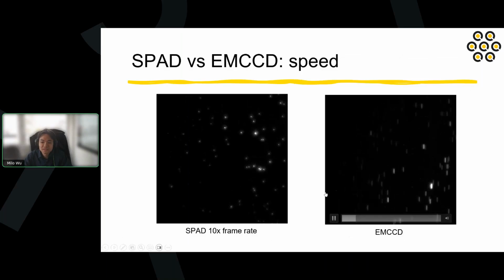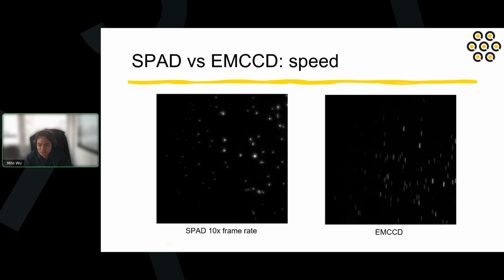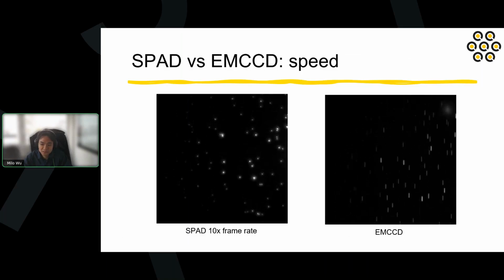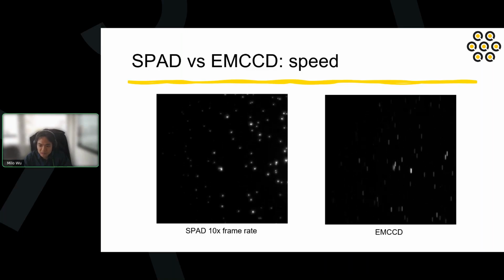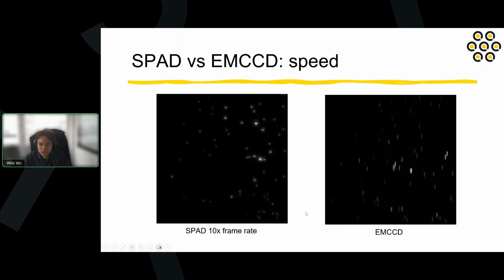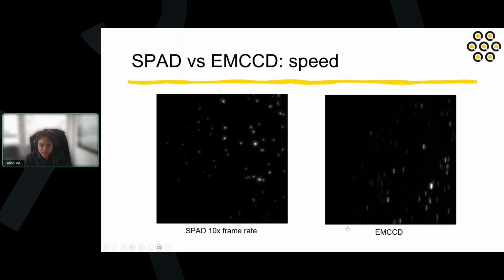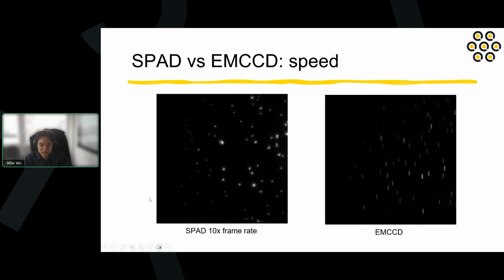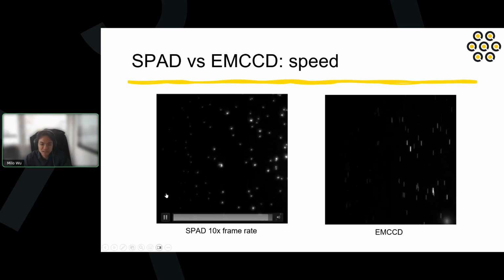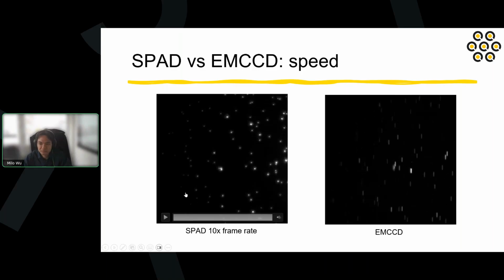Another key advantage is, of course, the speed. As mentioned, EMCCD has a top frame rate of maybe 100 frames per second, but this can be easily beaten by SPAD arrays, which can give you easily 1,000 frames per second. So in this experiment, we're checking fluorescent beads moving at the same speed. You can see that SPAD can capture at least an order of magnitude more frames than the EMCCD.